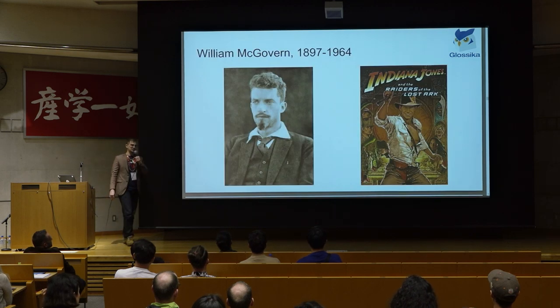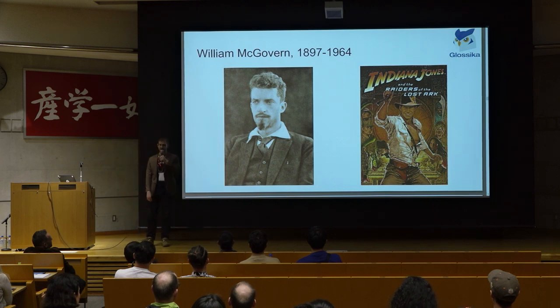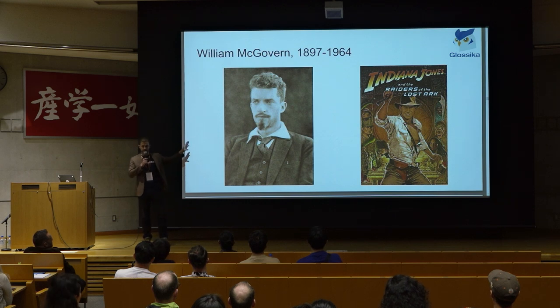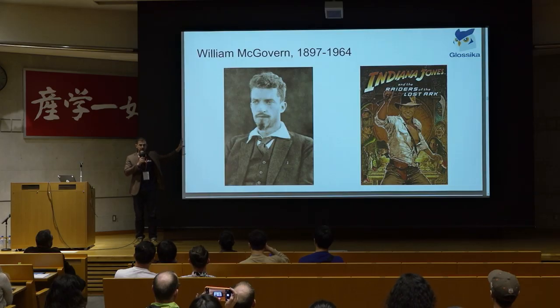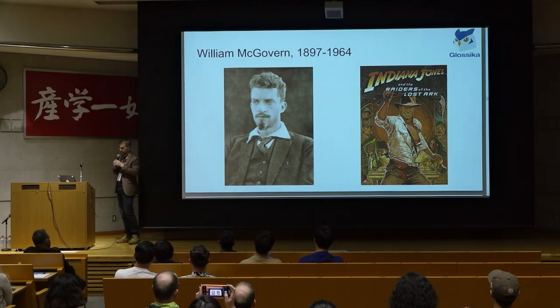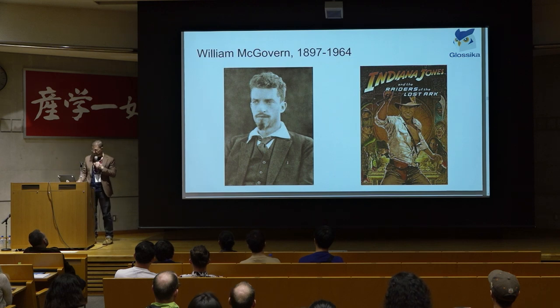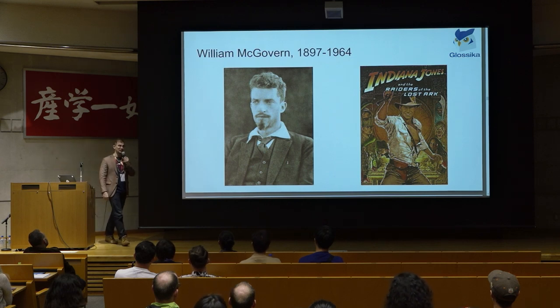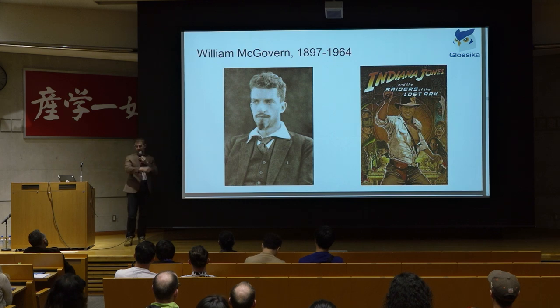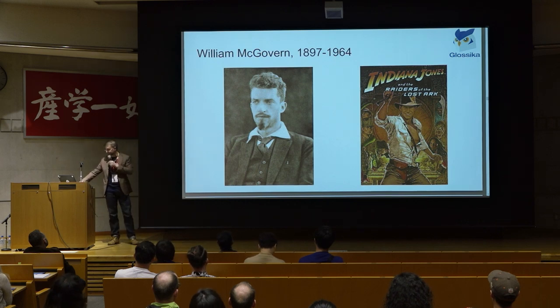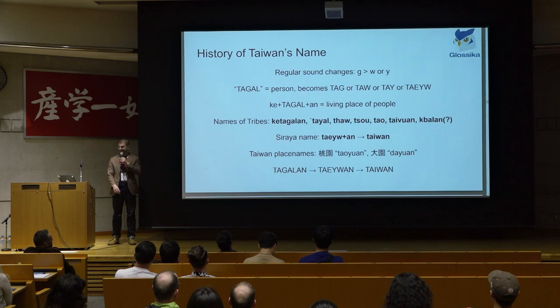William McGovern is her son, who then became the inspiration for Indiana Jones. And he studied in Kyoto. He was brought up bilingual in Japanese. He learned to read Chinese. He became one of the key interpreters for the U.S. military in World War II and whatnot. So he actually came to Taiwan and traveled with his mother to visit the Aborigines at the time. But many people don't know that actually he was the inspiration for the later movie that came out later. The history of Taiwan's name.